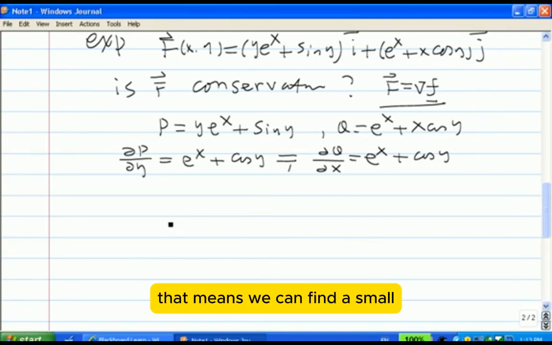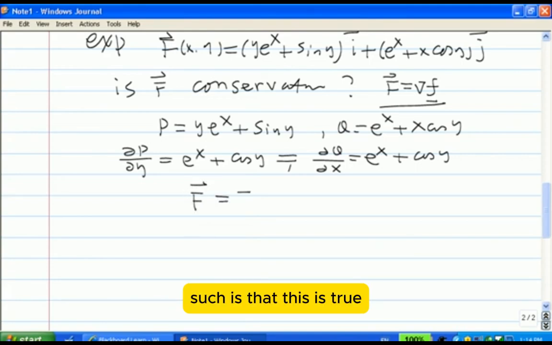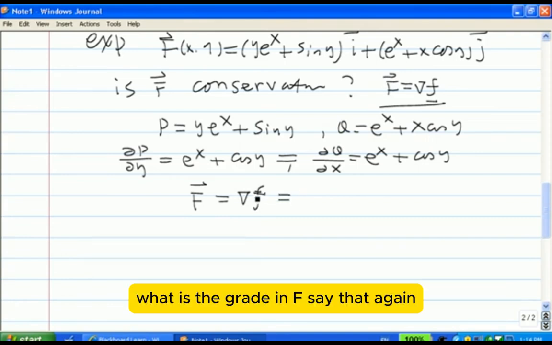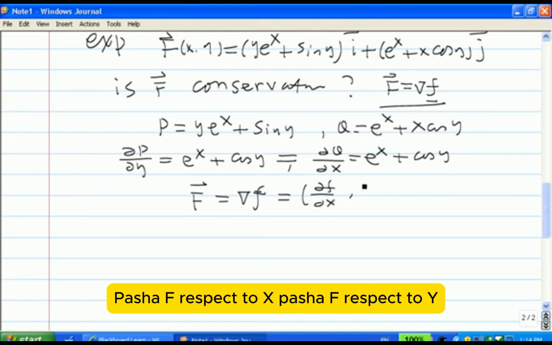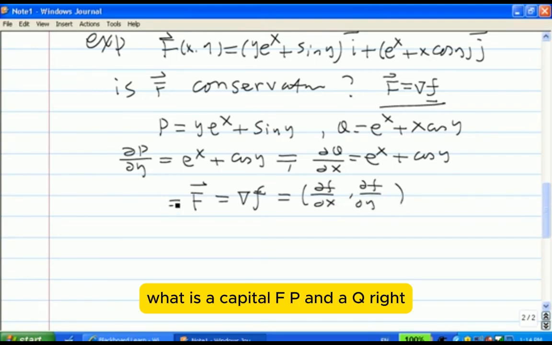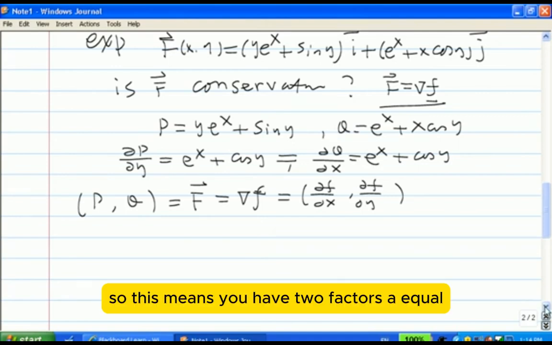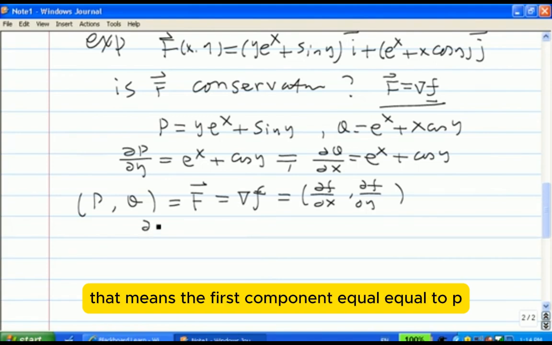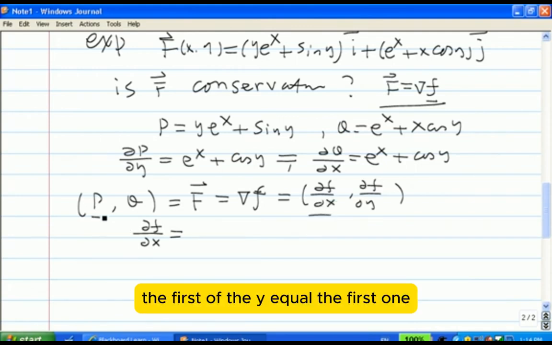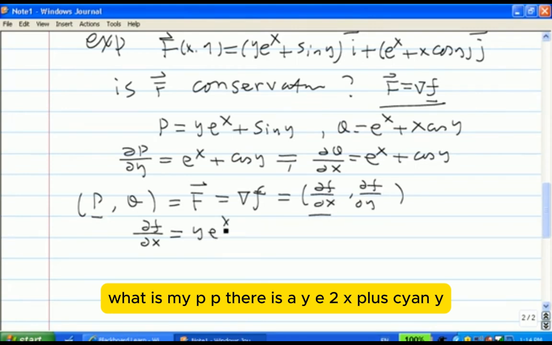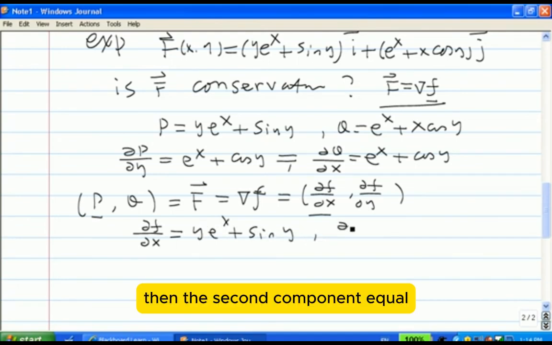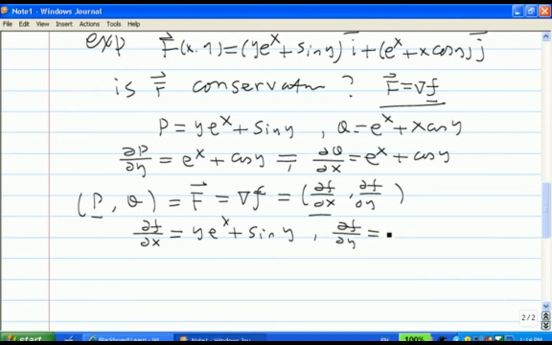Okay, F is conservative. That means we can find small f such that this is true. Okay. What is the gradient of f? Say that again. Partial f with respect to x, partial f with respect to y. What is the capital F? P and Q, right? I give you P there, Q there. Okay. So this means you have two vectors that are equal. That means the first component is equal to P, the first one equal to the first one. What is my P? P there is y e to the x plus sine y. Then the second component equals e to the x plus x cosine y.